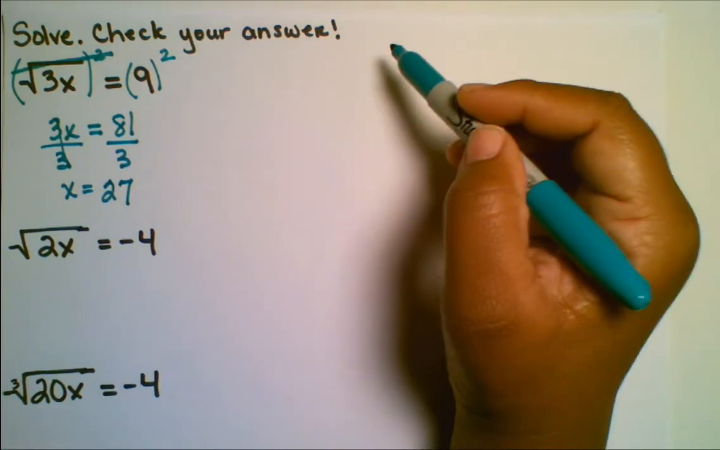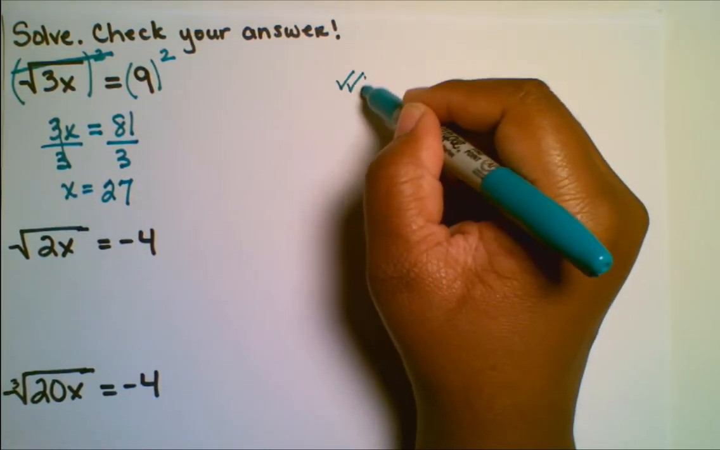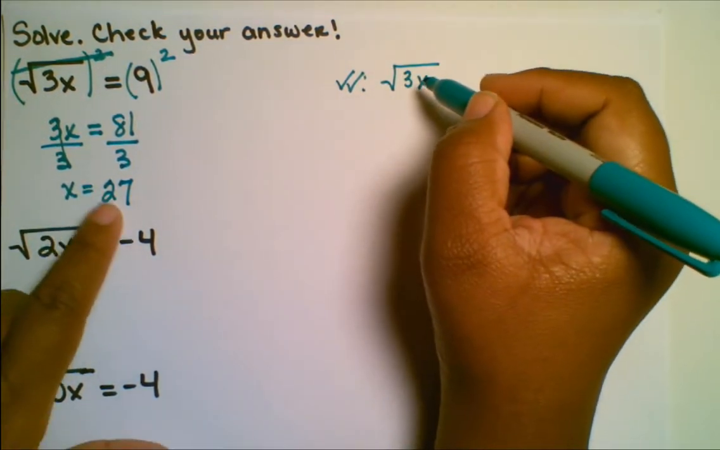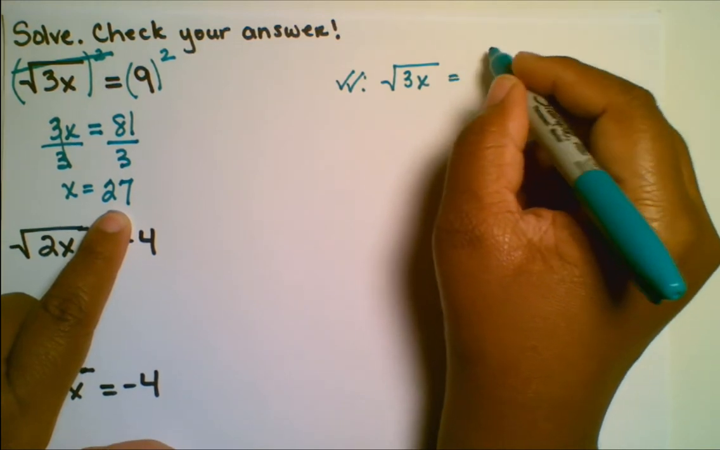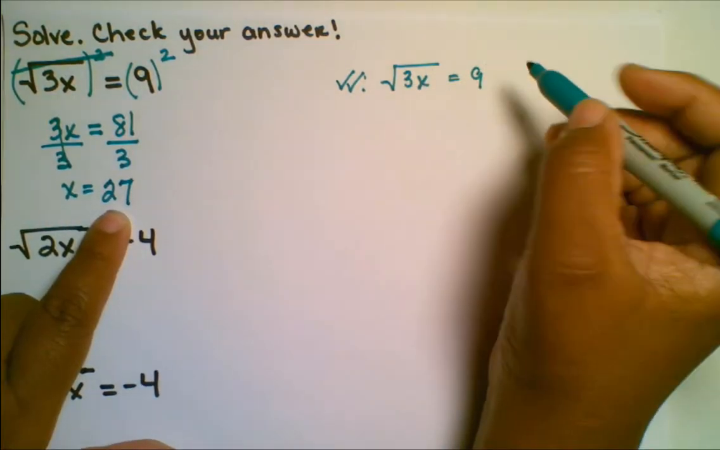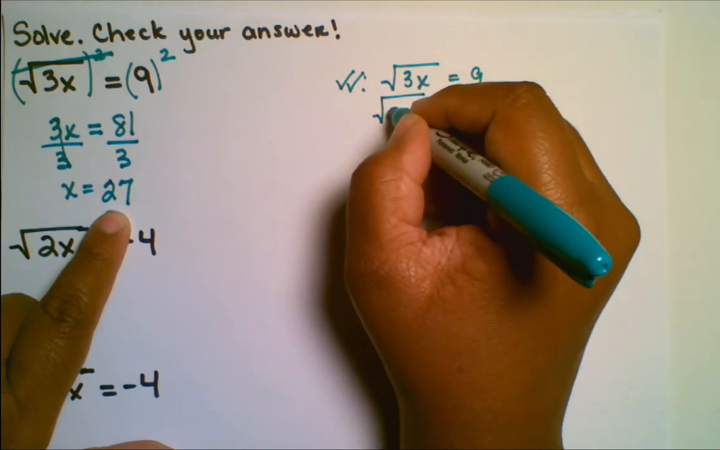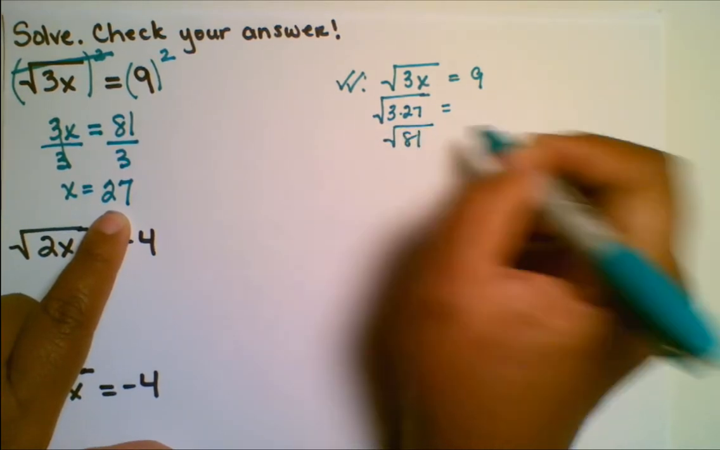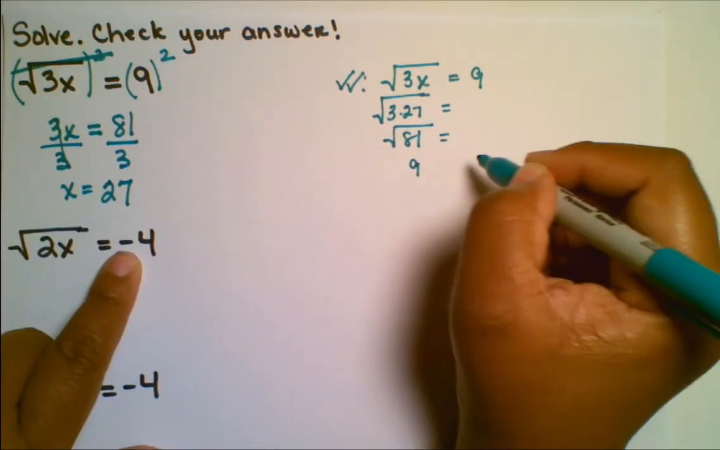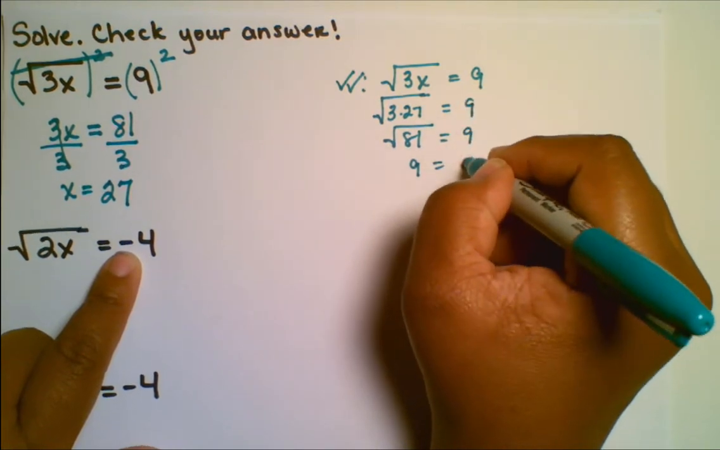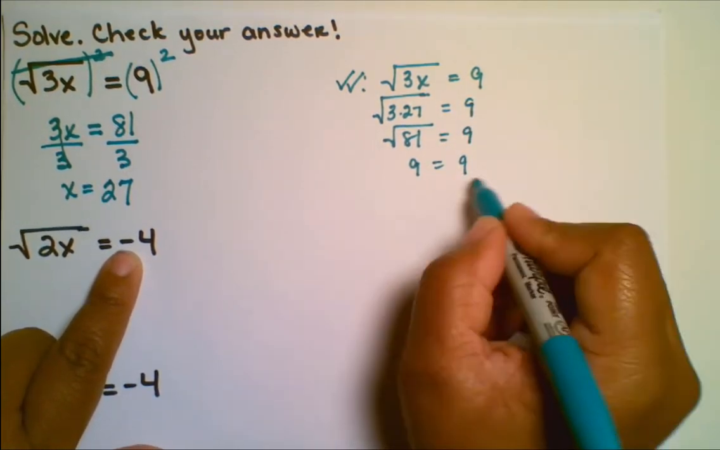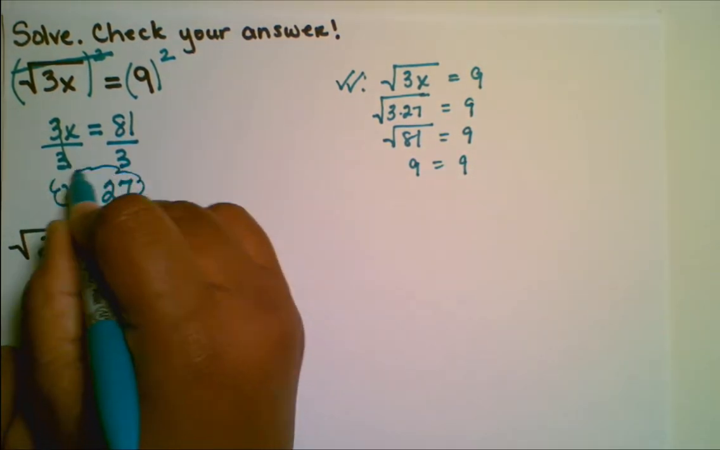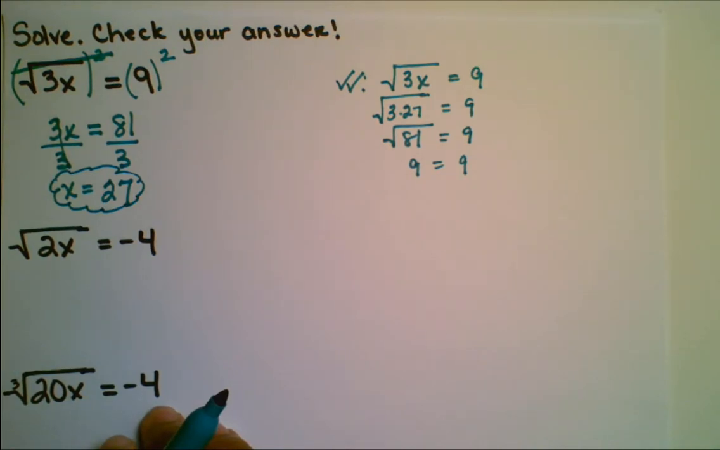When solving an equation that contains a radical, it is key that you check your work. We want to know if we take this solution of 27 that we found, go back to the original equation, and substitute 27 in for x, we get the square root of 81, and the square root of 81 is 9. If we come up with a statement that is true, and this is true, 9 is equal to 9, then 27 is the solution to this equation.